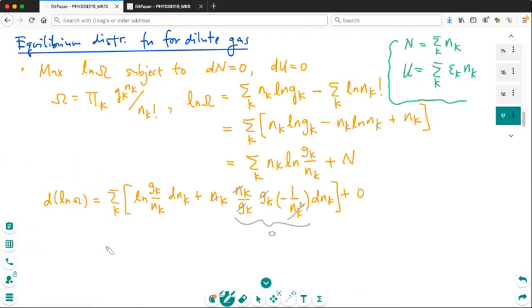Okay, so finally you have this result. d log omega is sum over k of log of gk over nk, dnk.